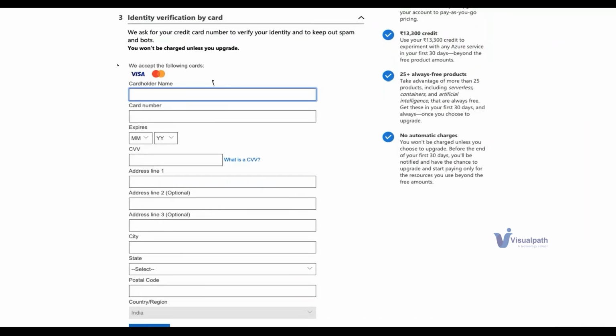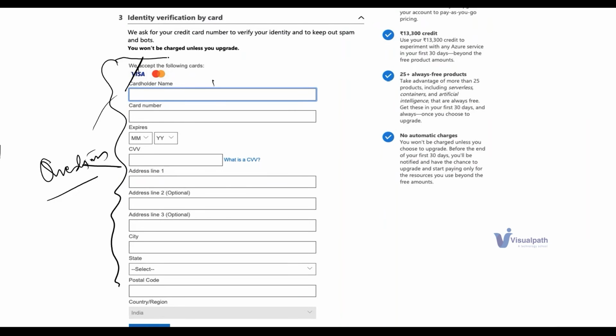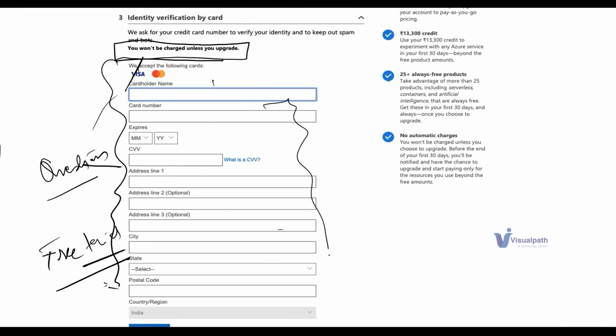Now, I'm sure you will have a question mark: why am I supposed to place my credit or debit card details? So, participants, it's clearly mentioned in Microsoft Azure that you won't be charged unless you upgrade it. Means you are in a state where Microsoft will not charge you because you have agreed to use their free trial. But participants, why are we required to use it?